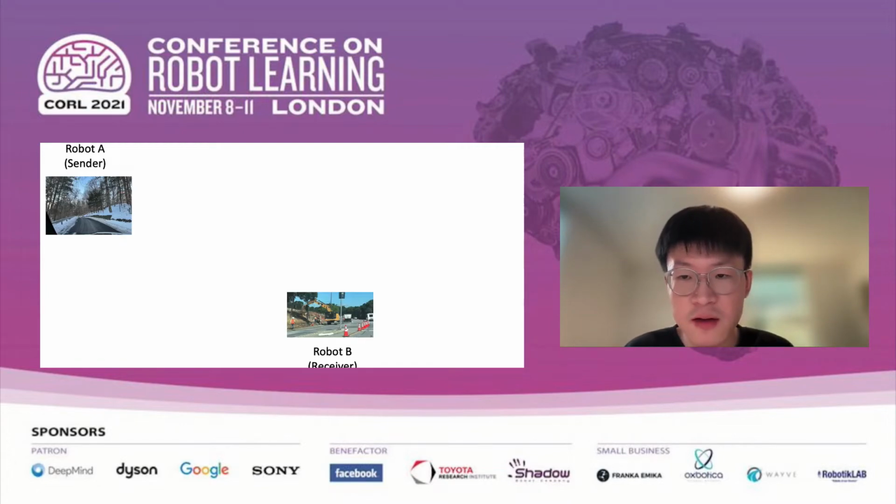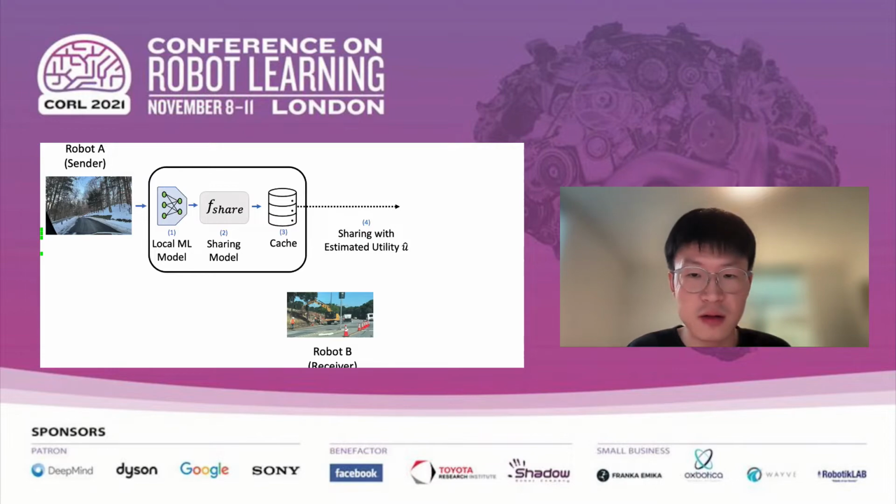So even though snowy data is very common for Robot A, Robot B can still benefit from learning snowy images from the data sharing process. And to let Robot A understand that snowy images are worth sharing, we place a sharing model on the sender side.